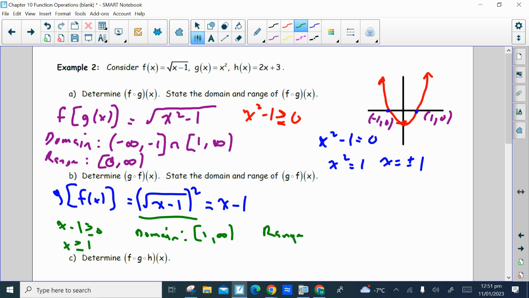And when you let x equal 1, y is going to equal 0 in this equation. And so that is the x-intercept. And the graph will go upwards from there. So the range should be from 0 to positive infinity.